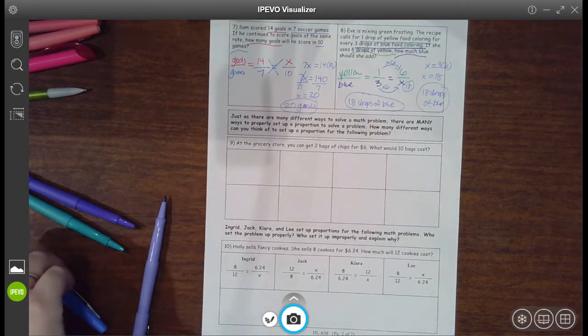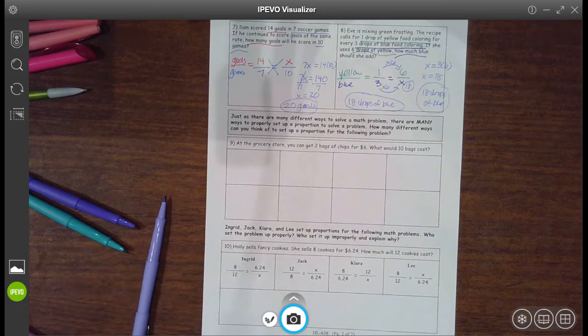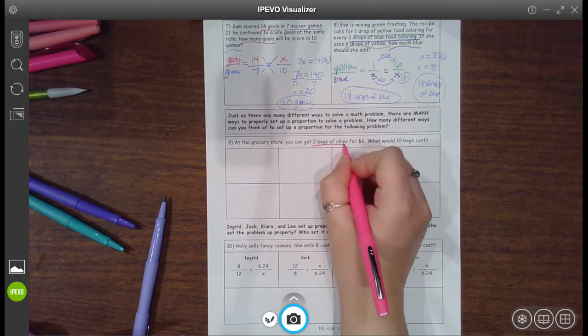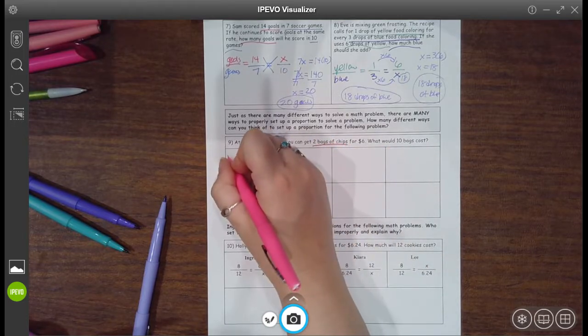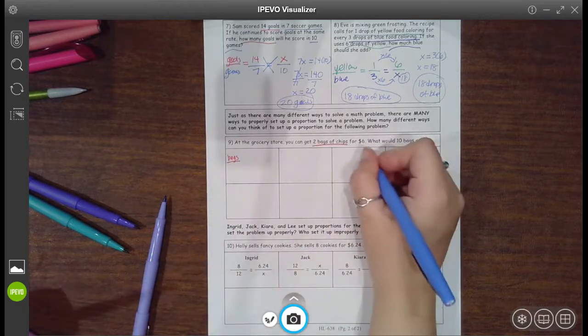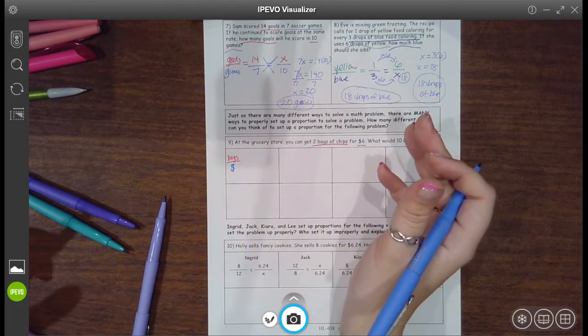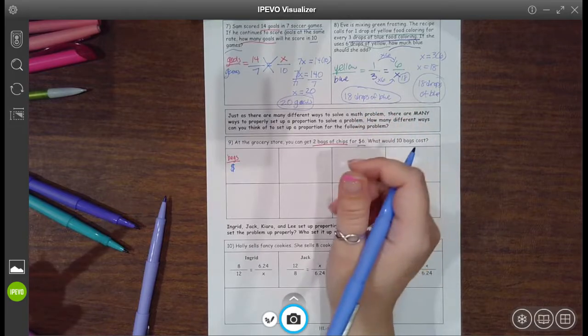First of all, we'll do the ways that we're comfortable with. So it says you have 2 bags of chips, so the bags, for $6. And this is why I like proportions, because it doesn't really matter what goes on top or bottom as long as you're consistent.